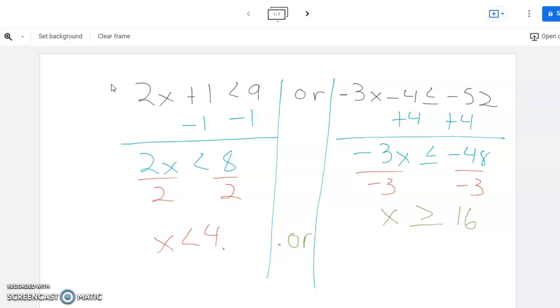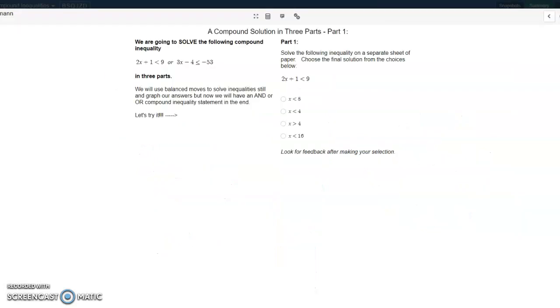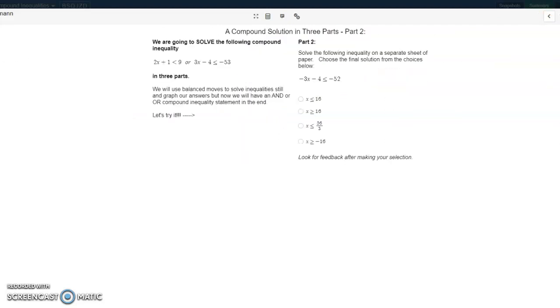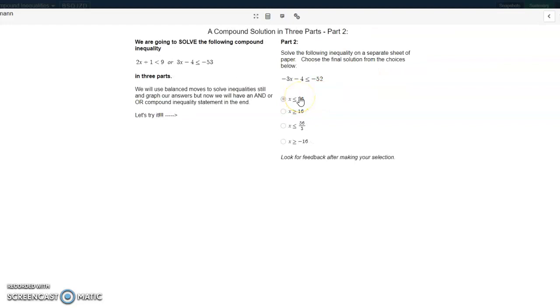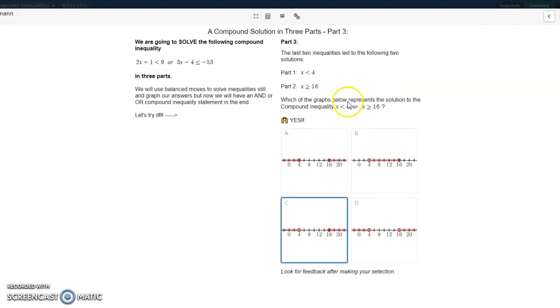All right, so on here, this first one right here is going to be x is less than 4. And you see it auto-graded it. And then on this next one, we have x is greater than or equal to 16. And now it just wants us to graph these.